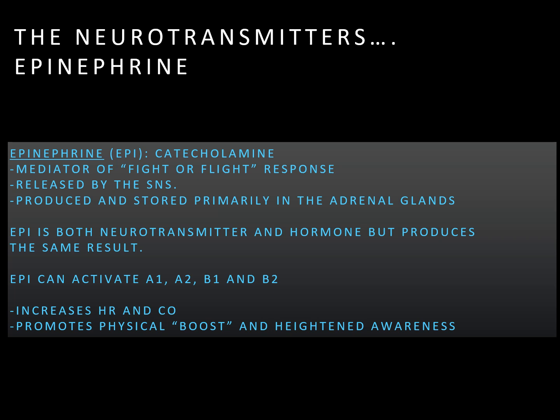It is released in the sympathetic nervous system. It is produced and stored primarily in the adrenal glands. Now, norepinephrine is different. That's going to be next. But the epinephrine is primarily stored in the adrenal glands. And that's an interesting thing because it is both a neurotransmitter and a hormone. So as you're going through your reading, you might see them talk about how epinephrine is a hormone. It is also a neurotransmitter. Either way, whether it be neurotransmitter or hormone, it doesn't matter. It's going to produce the same result.